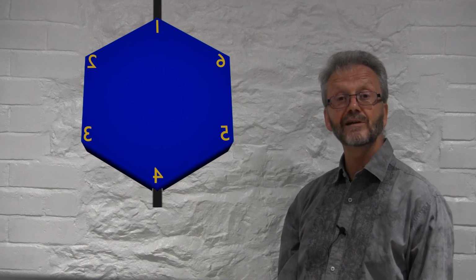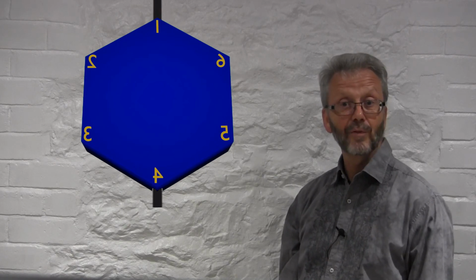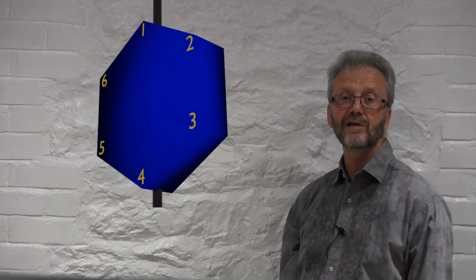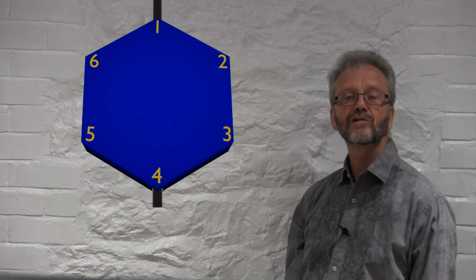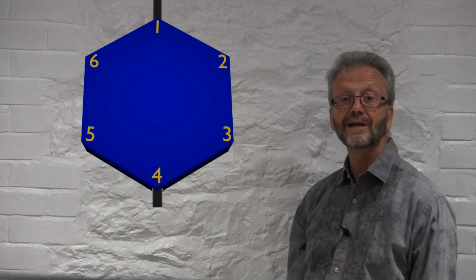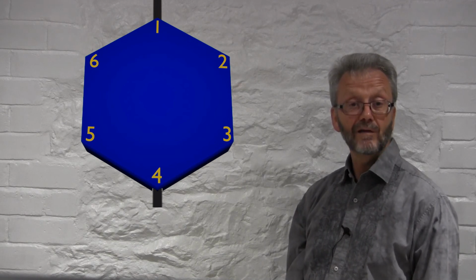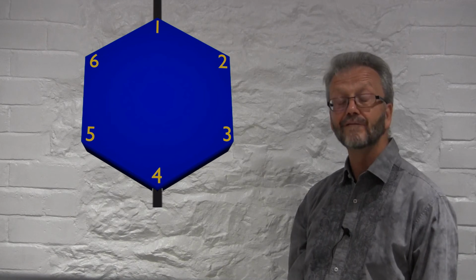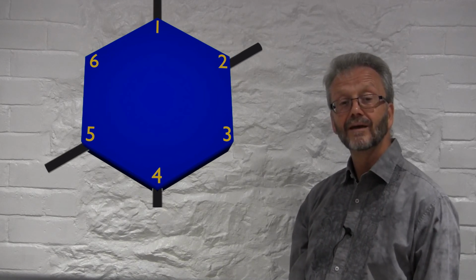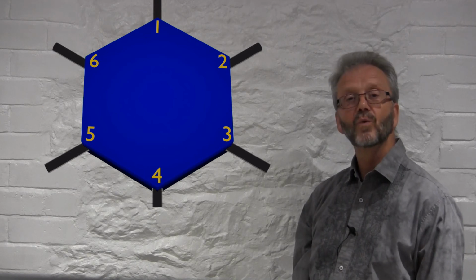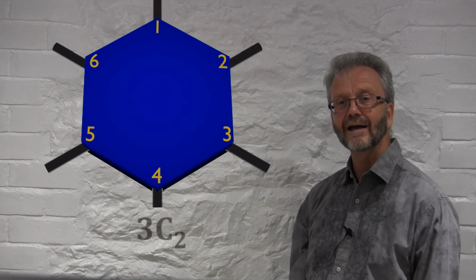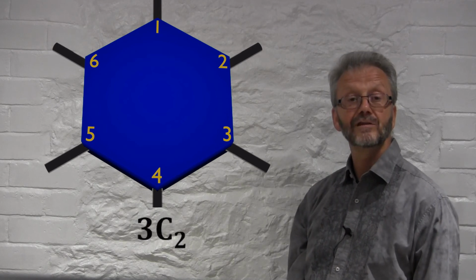This flips the hexagon over. Performing this operation twice gets us back to where we started, in other words, the identity element. There are two other C2 axes which work in the same way. One running through the vertices we've labelled 2 and 5, and another through 3 and 6. Just like the mirror planes, we notate this set of C2 axes as 3C2.